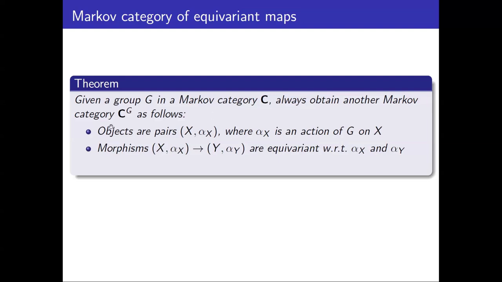And the morphisms in this category C_G between, now remember the objects are these pairs, so we need to define what is a morphism between this pair of pairs, basically.